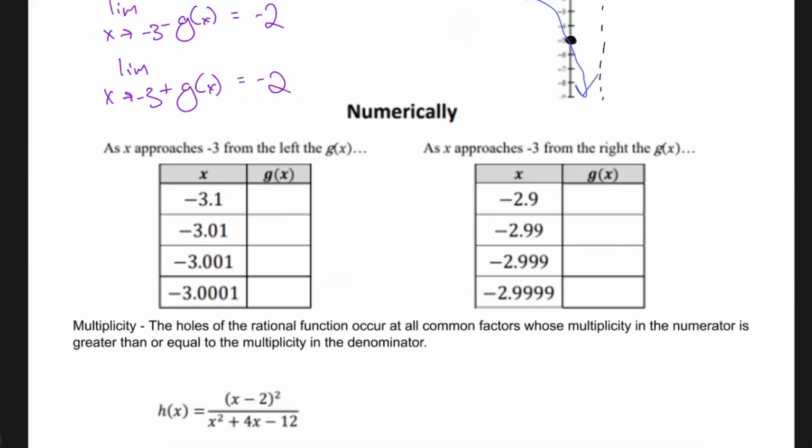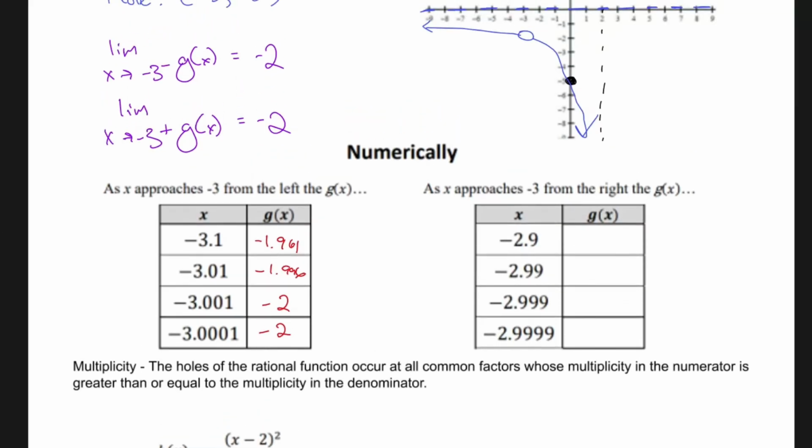All right, so let's fill this all in with the numbers that we came up with. When we plugged in negative 3.1, we got negative 1.961, negative 1.996, and then this basically rounded to negative 2. So we had that picture up there. Okay, so let's scroll it.